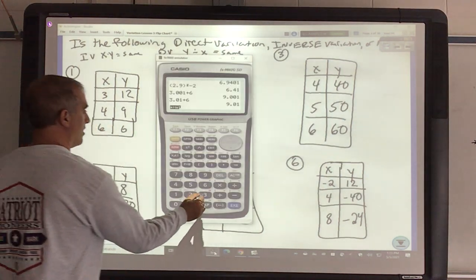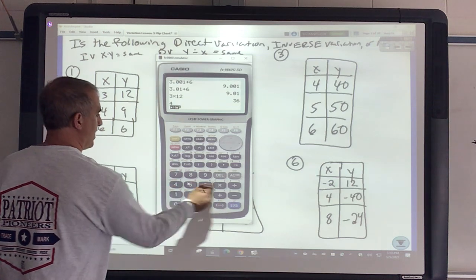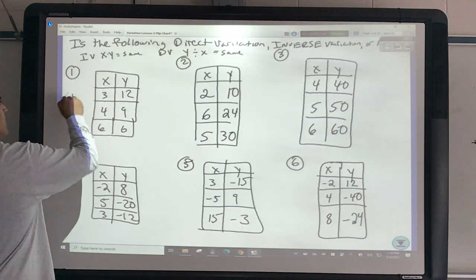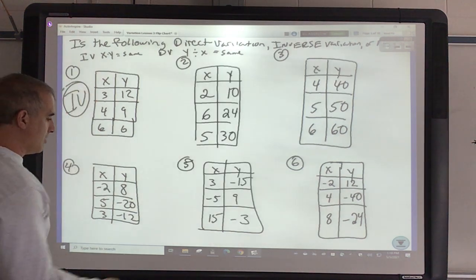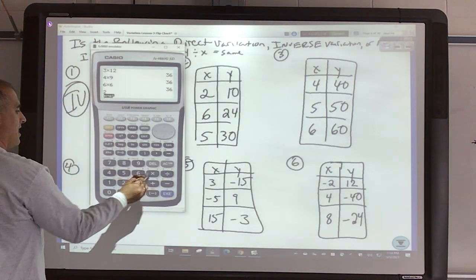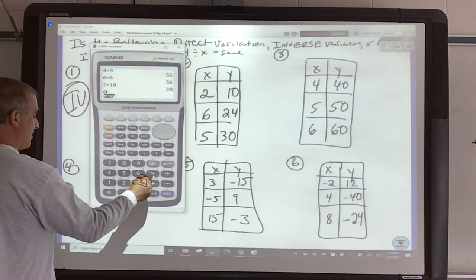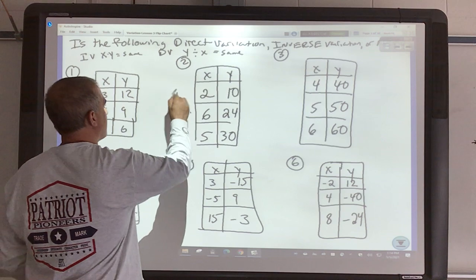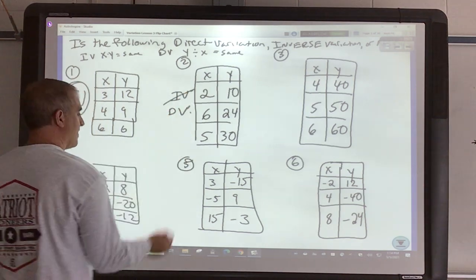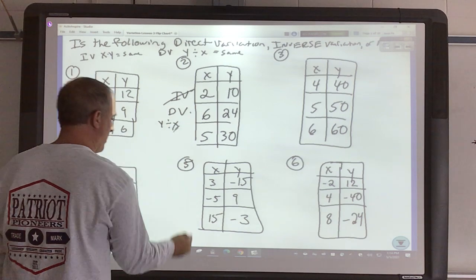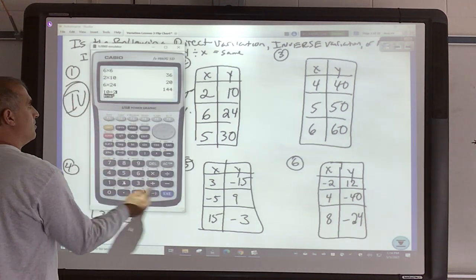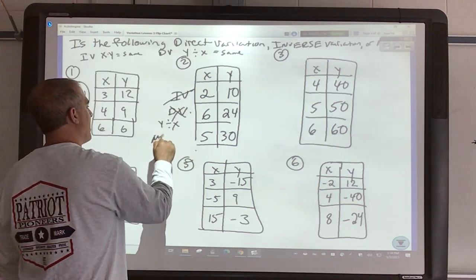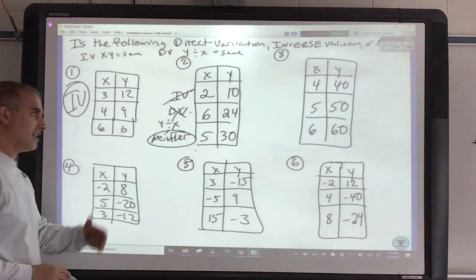So let's try this real quick. 3 times 12, 4 times 9, 6 times 6. This is all 36, so this would be inverse variation for this one. Okay, let's try this one. This would be 2 times 10, no, 6 times 24. They're already different, so we know it's not inverse. That's out. Let's try direct variation. What do we do with direct variation? Divide y by x. 10 divided by 2, I get 5. 24 divided by 6, I get 4. So that's out. This one would be neither. That's how you have to do those.